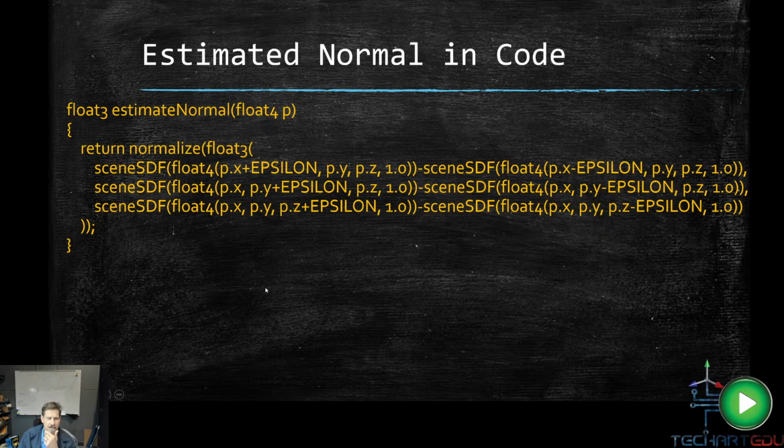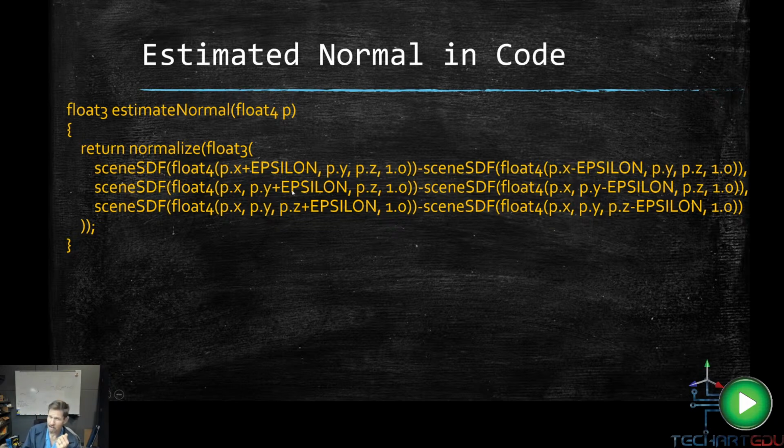Okay. This is a lot of code, but really it's actually pretty easy. We're going to return our normalized float3. That means we're going to have floats in x, y, and z. So here's our x. We have the sine SDF of the position x plus epsilon, minus the sine SDF of the position x minus epsilon.